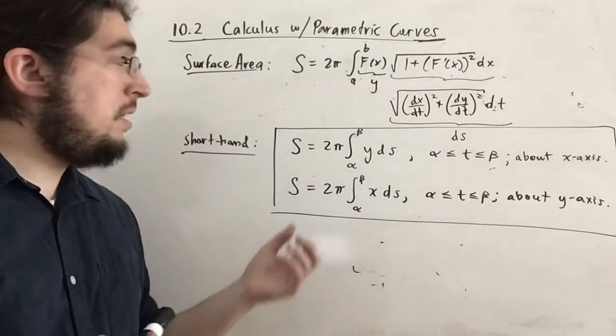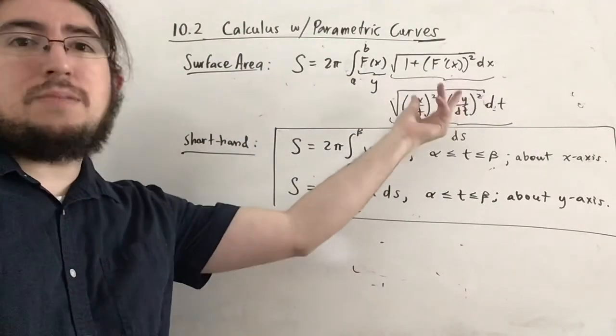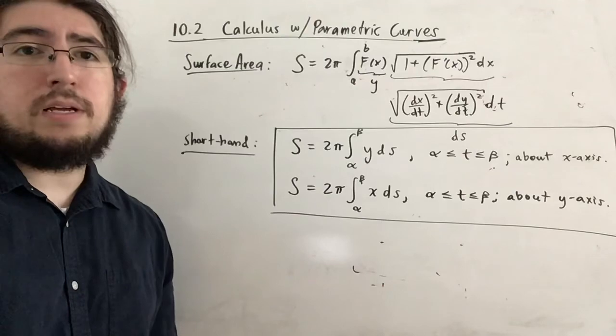It's the same thing, only y and x are functions of t, and ds is basically the radical part of the arc length formula.